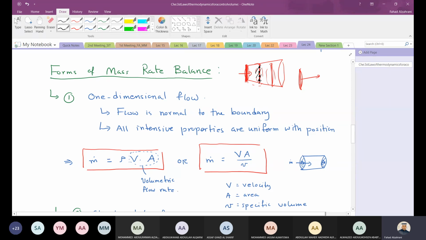So I can simply write rho VA. Okay, so it comes out of the integral, then my area simply becomes A. The integral of dA is simply A. So we get what? Rho VA, or VA divided by small v, which is specific volume. Remember, V here is velocity.